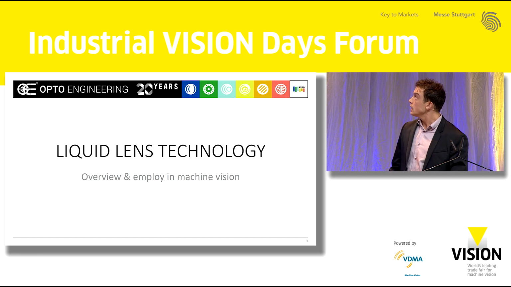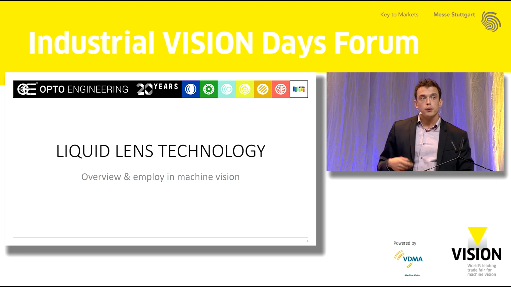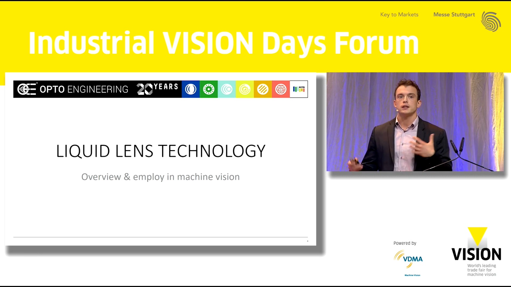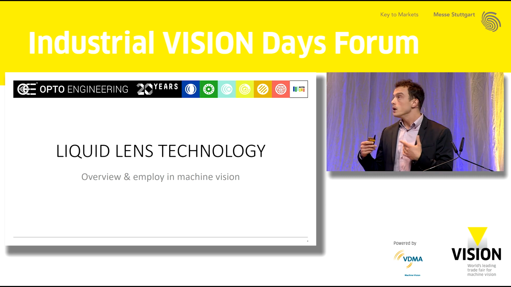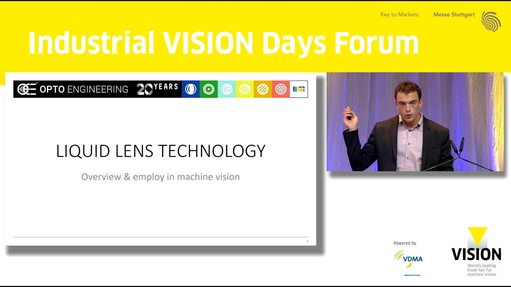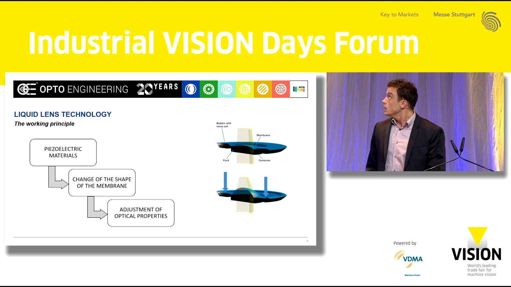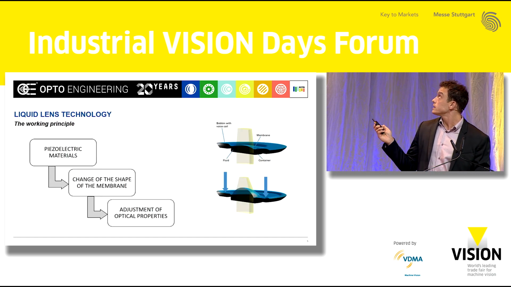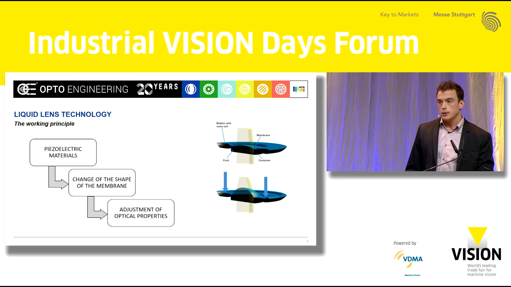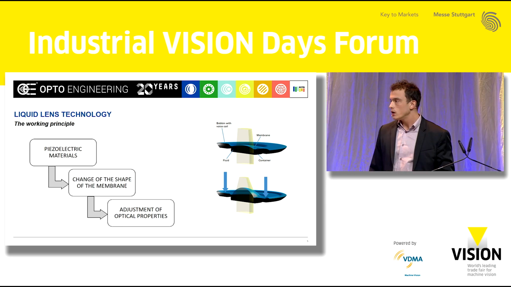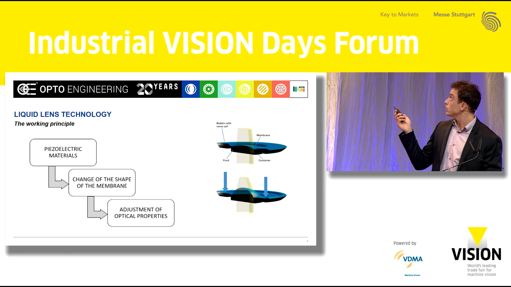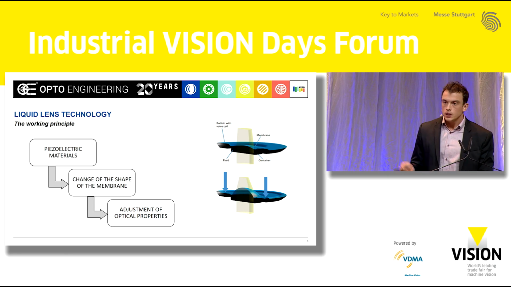But after this brief introduction, let me go back to the main argument of the presentation. Let me say a couple of words about liquid lens technology in general, in case you're not familiar with it, what we are talking about, and some examples of the use of this technology in machine vision. Here on the right side of the slide, you can see a simple scheme explaining what liquid lenses are.